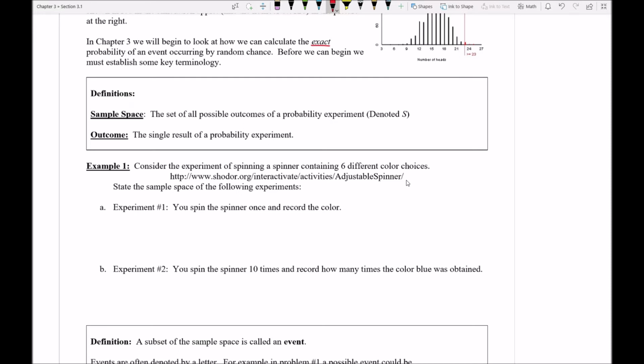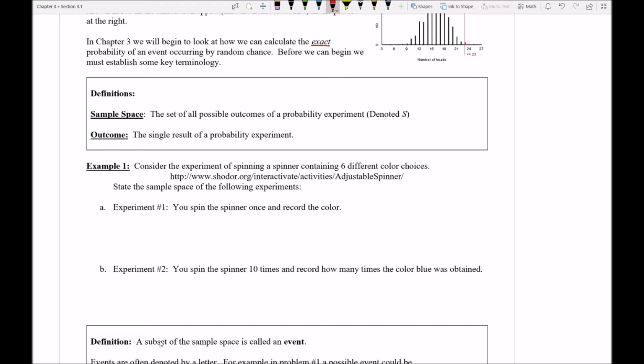And so you could go ahead and try to work through this on your own as well. I'm going to go ahead and try to state the sample space for each of the following experiments that I would do with this spinner. So let's take a look at experiment 1, then we'll take a look at the spinner itself. Suppose that you spin the spinner one time and your goal is to just record the color that you spin. What would be our sample space?